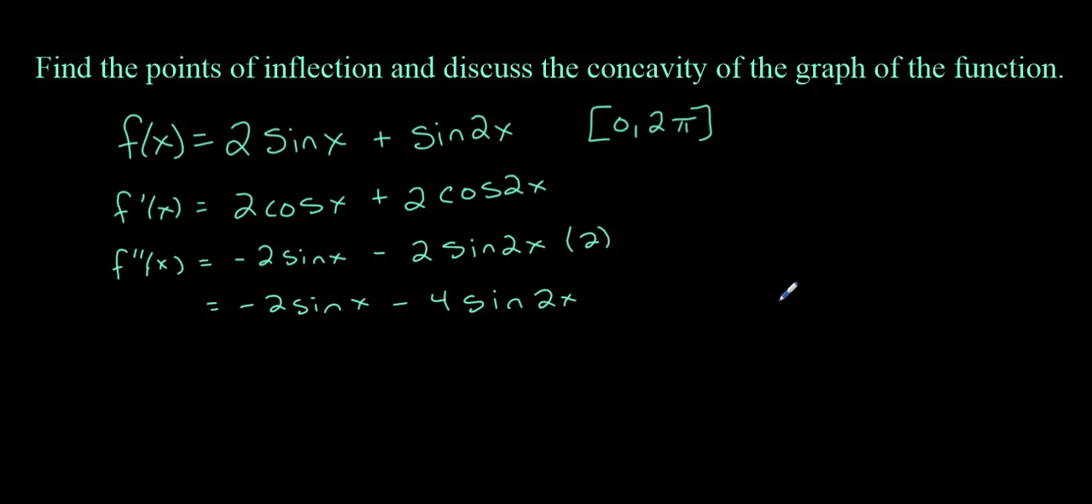Okay, let's find the zeros, but here's the deal. We can't just factor a sine out because this is sine of 2x. We could graph this function in our calculator or online, any kind of graphing program. But we know sine of 2x, using our identities, equals 2 sine x cosine x. So make that substitution, and let's set the second derivative equal to 0.